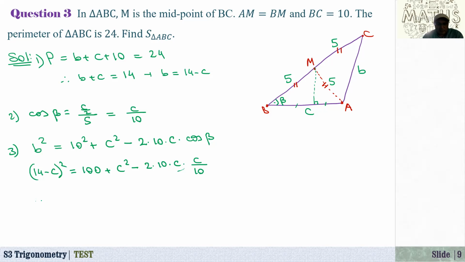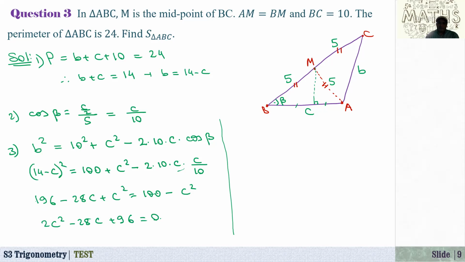Now if you expand the left hand side, 14 squared, 196. Let me just keep it here. Minus 2 times 14 times c, that is 28c, plus c squared. On the right hand side, we have 100 minus c squared minus 2c squared, that's equal to c squared. So if you take everything to the left hand side, here we have 2c squared minus 28c, 196 minus 100, that's equal to 96. That's equal to 0. Now from here, what is c? I can simplify further because all numbers are divisible by 2. c squared minus 14c plus 48 equals 0. This quadratic equation can be solved by factorization because 6 times 8 is equal to 48, and 6 plus 8 is equal to 14.